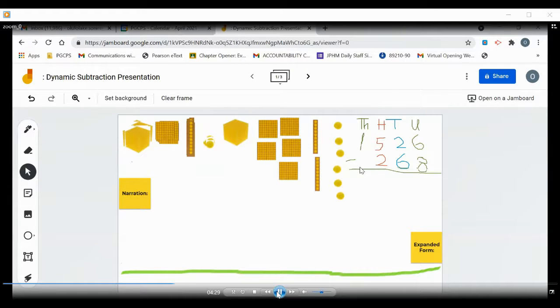Now I'm ready to take away 2,608 from 1,526. I will start with the units. Always we have to start with the units. Now I'm going to take away 8 units from 6 units. Wow, that's impossible. We all know that 8 is more than 6. I cannot take away 8 units from 6 units.